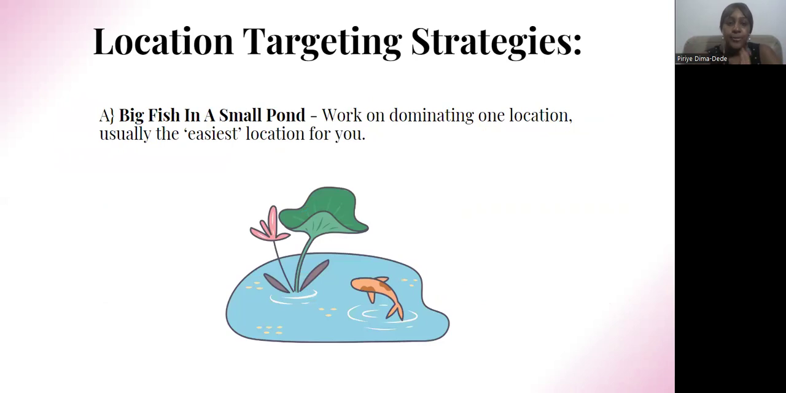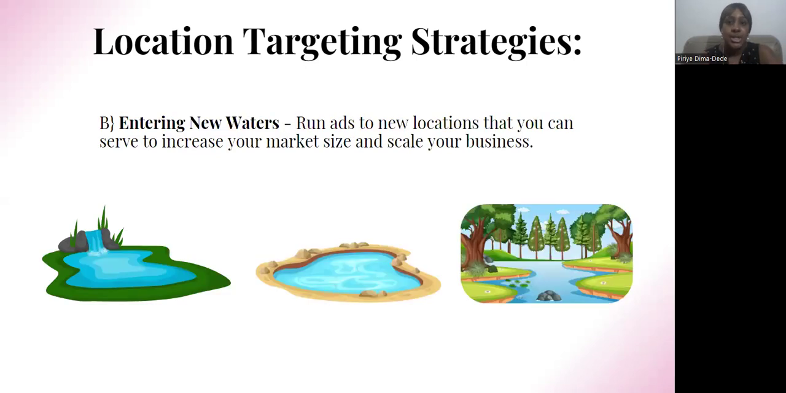Just to recap, the first one is the big fish in a small pond. And here you're focused on dominating one location, usually your immediate location or the easiest location for you. The second location targeting strategy is entering new waters. And think about this as using it when you want to scale your business. So you want to enter new markets, you want to try selling to foreigners, and so on. You need a reasonably sized budget to execute this targeting strategy effectively.